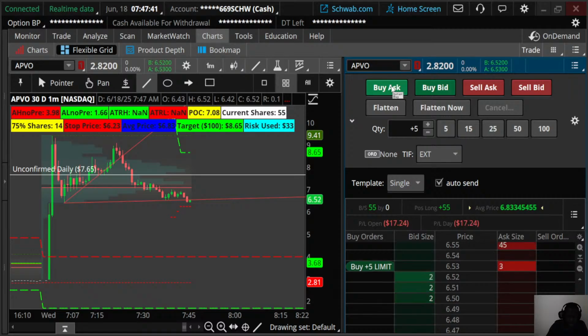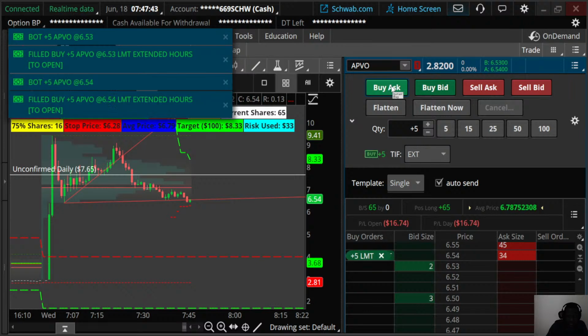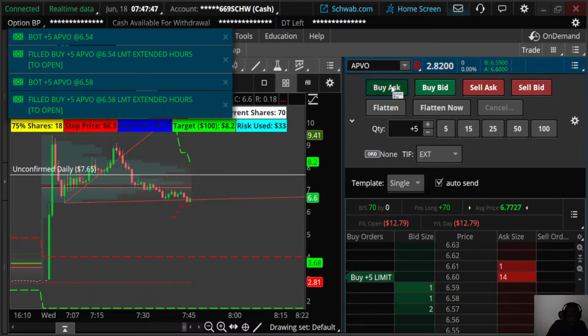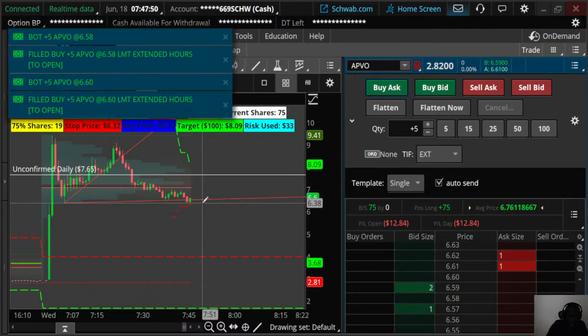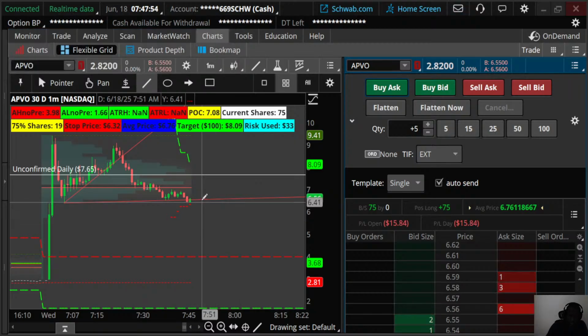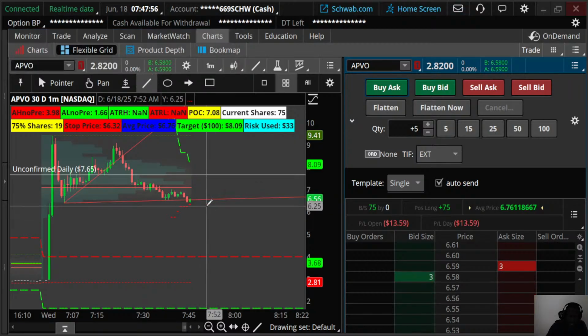More volume coming in there. I'm going to add in with them. Yep, 65 in. Let's see if we can get 75 there. All right, so the bottom of this is our 41. So we're in with an average of 676.